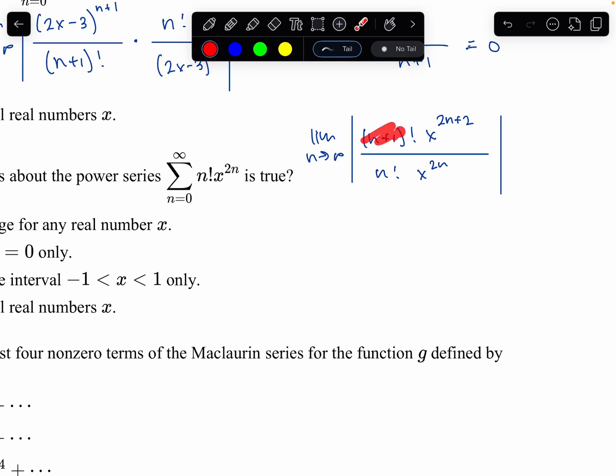All right, so we've talked about n factorials, and so here are the groups. So let's simplify. We get the limit as n approaches infinity of the absolute value of 2n plus 2 over 2n. If I subtract, those cancel, so I'm just going to be left with x squared. So there we go.